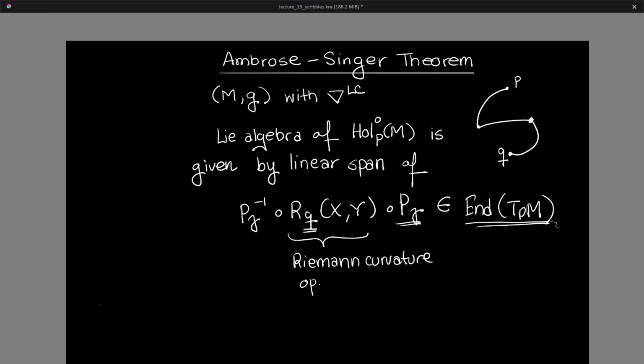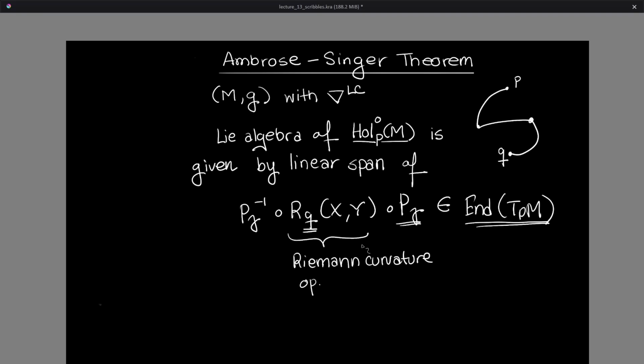And this is the set of endomorphisms on the tangent space of M at P, which is the matrices over that vector space. That is the linear maps on that vector space that go from the vector space to the vector space, the vector space being T_PM. So these are a bunch of endomorphisms, a bunch of linear maps. These linear maps, their span, if we use them as a basis to span some space, then that Lie algebra is the Lie algebra of Hol_P^0(M).